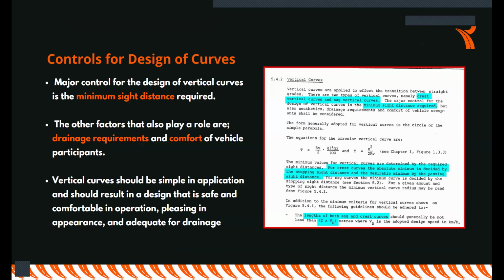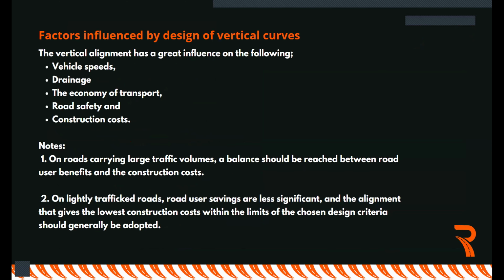When designing vertical alignment, we consider two things. These are the major controls. Number one is the minimum sight distance. So this is what the driver can be able to see ahead. The other one is drainage, and the other one is comfort of vehicle and participants. So the most basic one is the stopping sight distance. Like you can't get away with that.